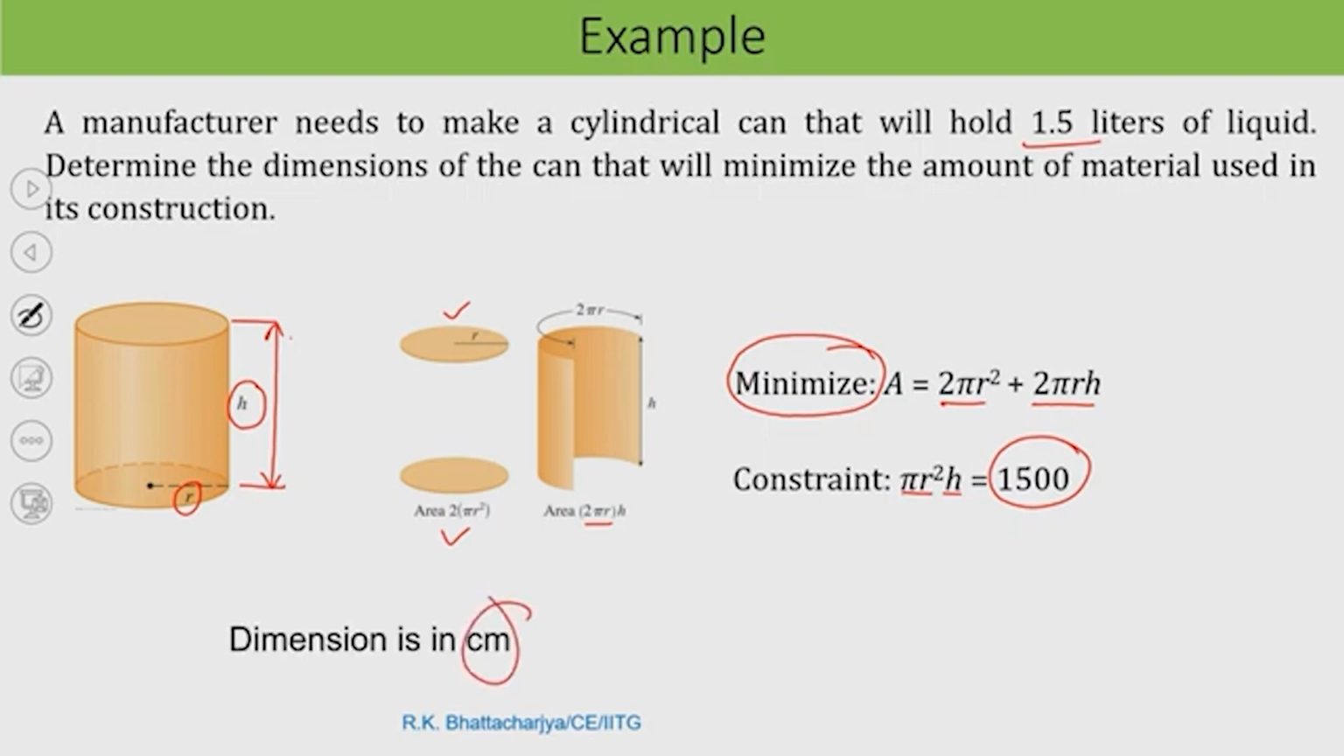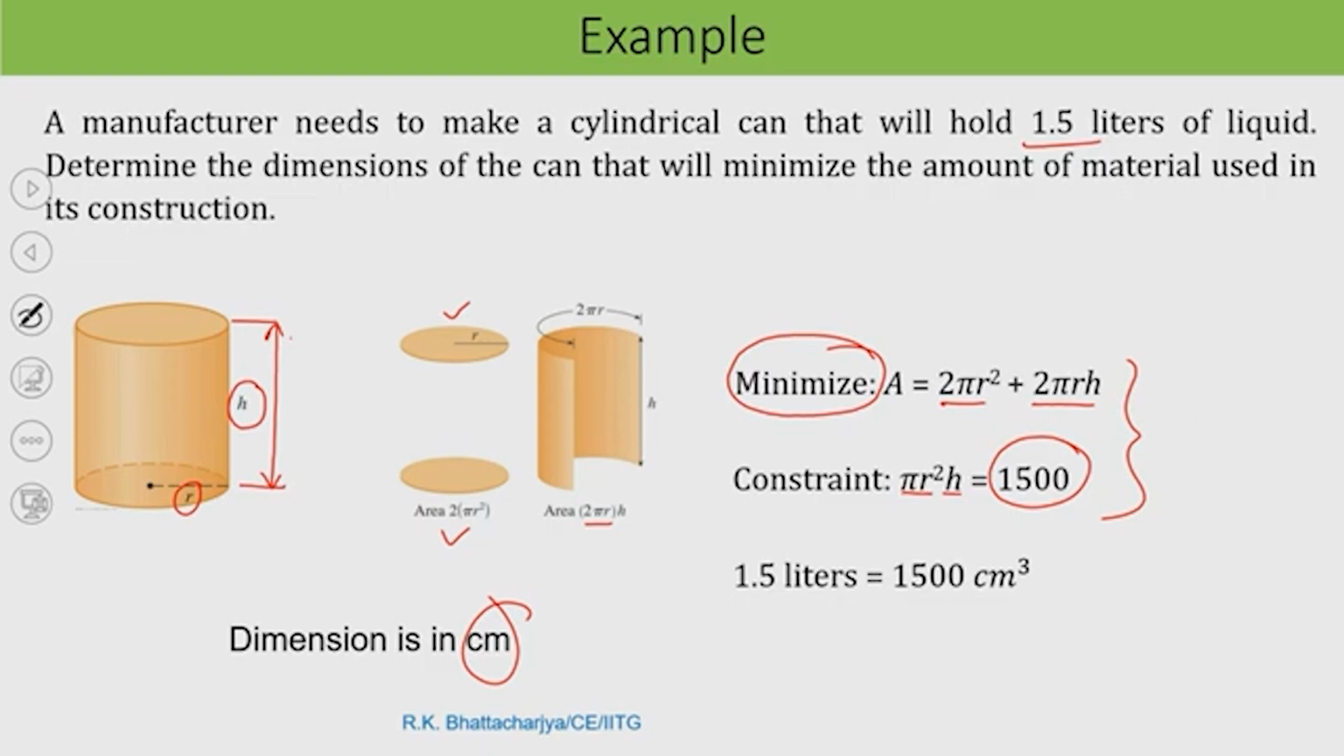So, here r is in centimeter, h is in centimeter, and therefore the volume we have converted: if we convert 1.5 liter into centimeter cube, then it will be 1500 centimeter cube. Now, this is your optimization model, and here we are trying to design a cylindrical can of capacity 1.5 liter.